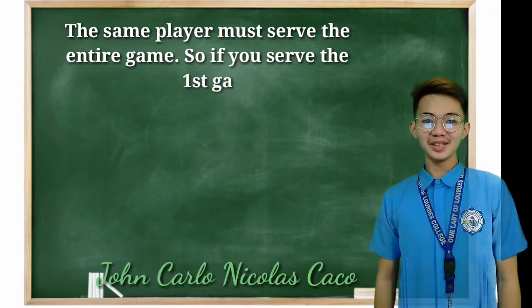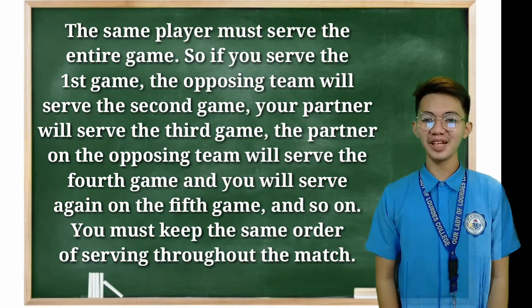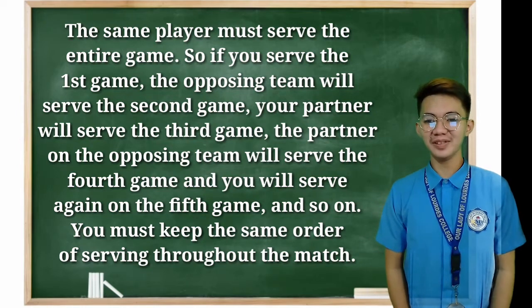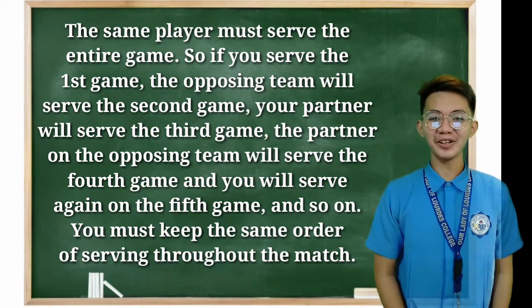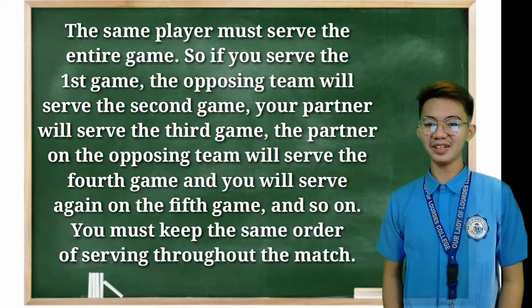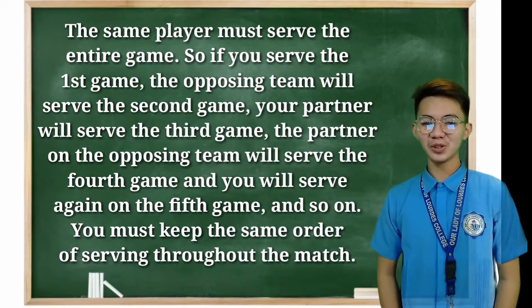In the next rule, the same player must serve the entire game. So if you serve the first game, the opposing team will serve the second game, your partner will serve the third game, the partner on the opposing team will serve the fourth game, and you will serve again on the fifth game, and so on. You must keep the same order of serving throughout the match.